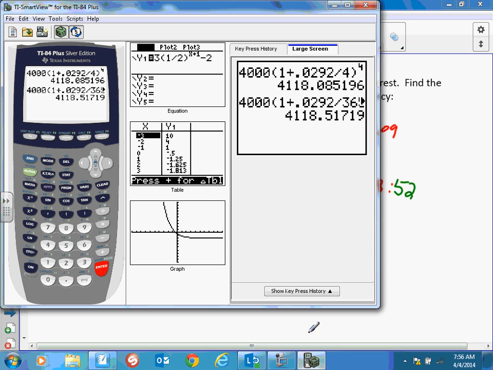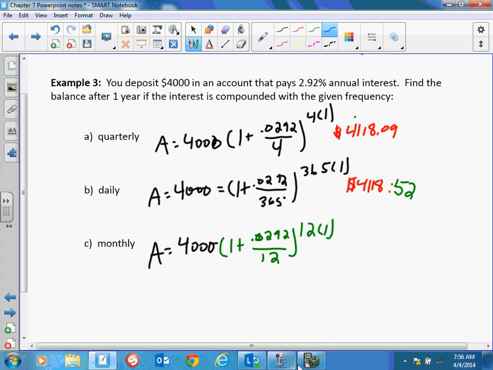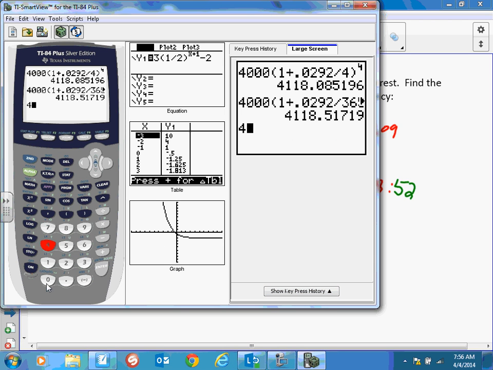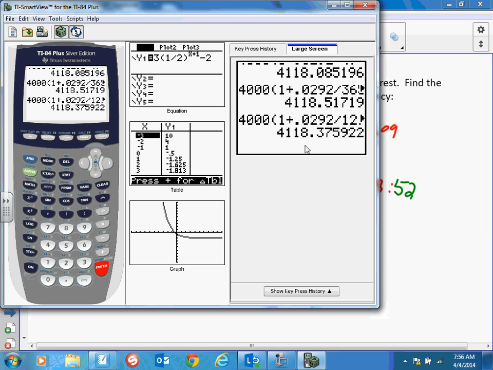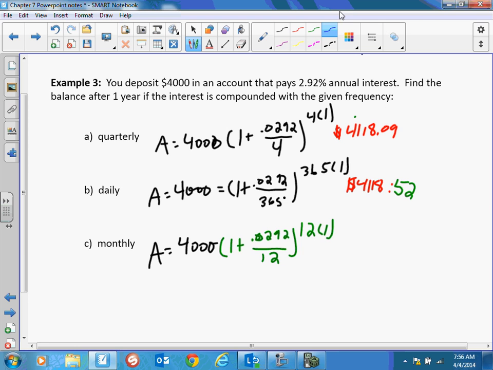And then the last one. We just do it again, except now it's compounded monthly. Is that right? Yes, monthly. So 4,000 parentheses 1 plus 0.0292 divided by 12 to the power of 12, and that is $4,118 and 38 cents. So 38 cents, same thing except for 38 cents.